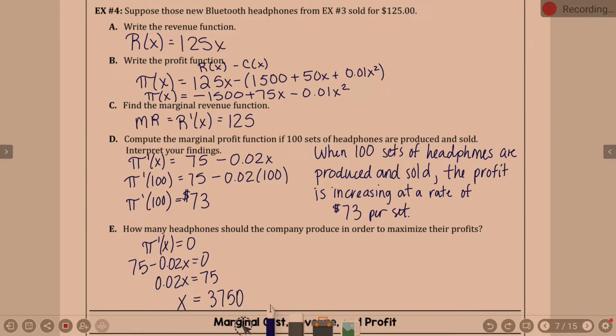So how many headphones should the company produce in order to maximize the profits? The company should produce 3,750 sets of headphones to maximize profit. Do I need to write that out? I don't know.